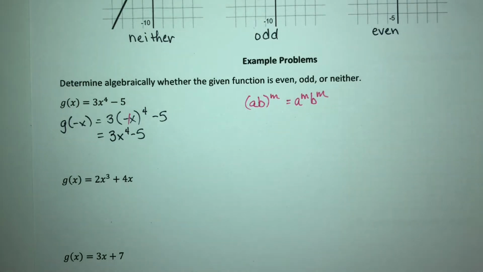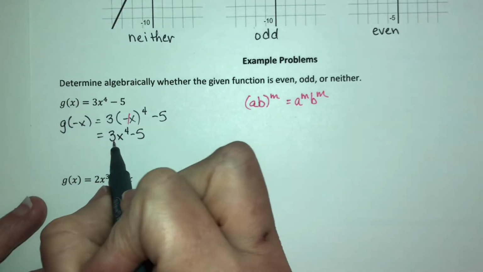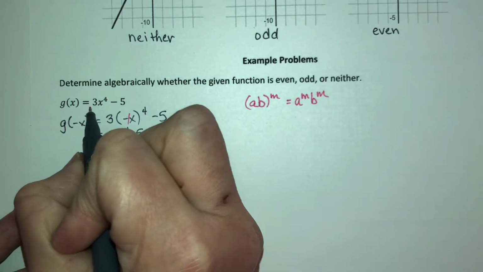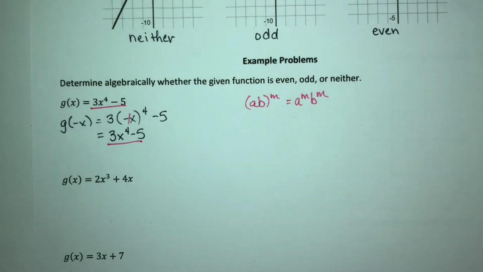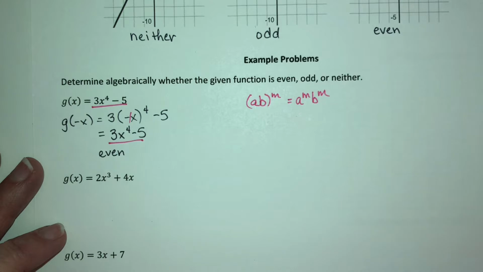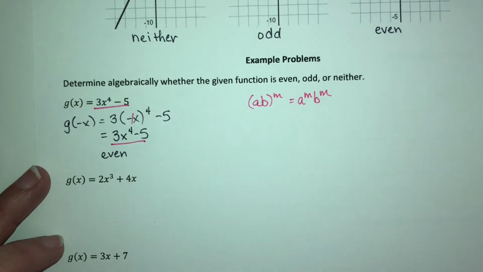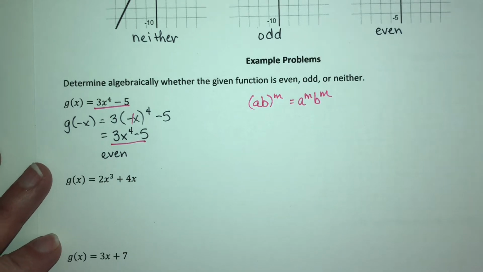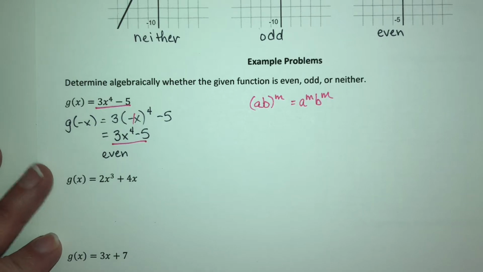Now, so we've plugged in negative x, we have simplified, now we compare. Since this is exactly the same as this, it is an even function. Now we can't be both even and odd, and even will always be the first one you are able to verify. If it were not even, then I would go on and try to figure out if it were odd. But since I found out it's even, we can stop, we've got our answer, we're done.